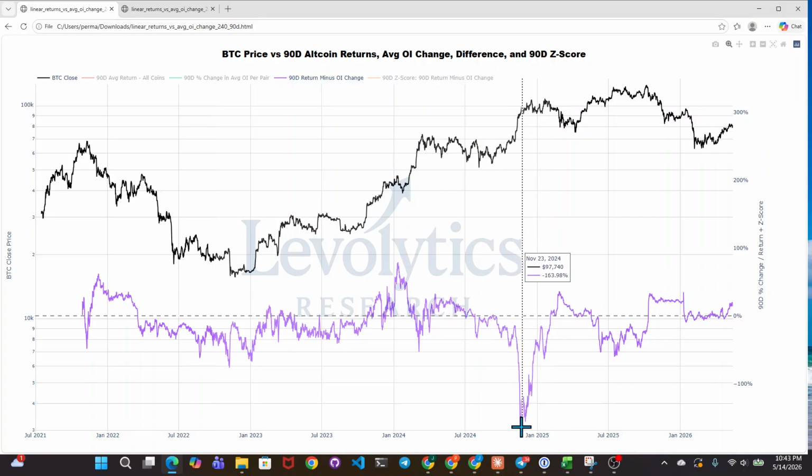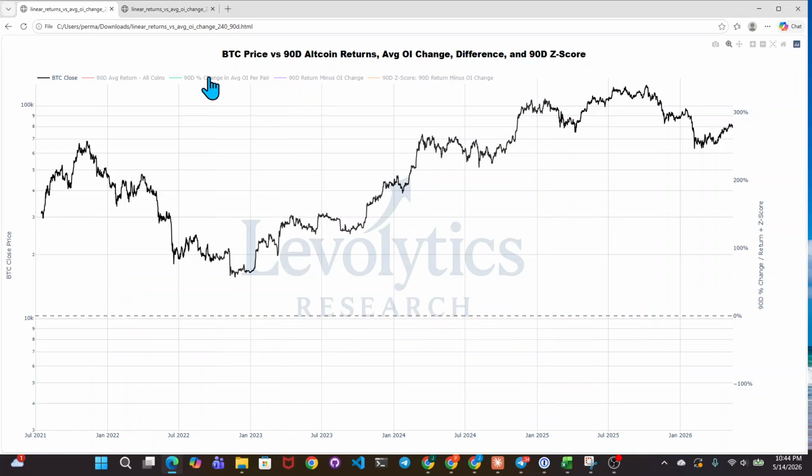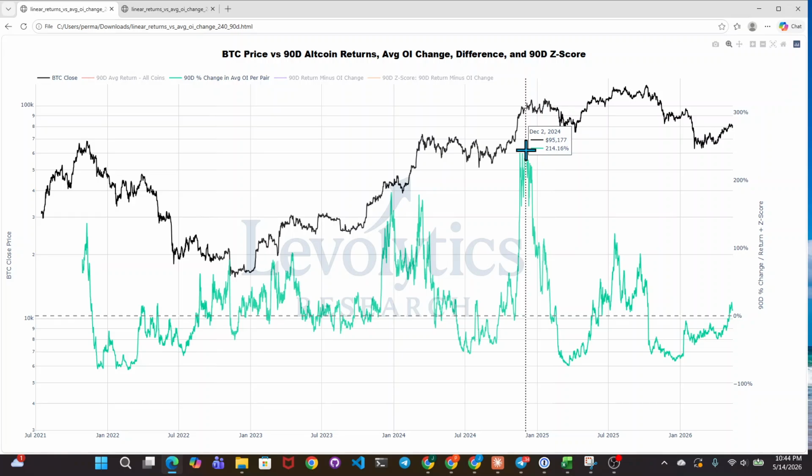And then you got this disgusting move up where open interest just went completely insane. Let's go look at the open interest just on its own for the election. The average altcoin pair open interest went up 215% near the top. This was the biggest value for this data set here. So it was just a gigantic move up in leverage.